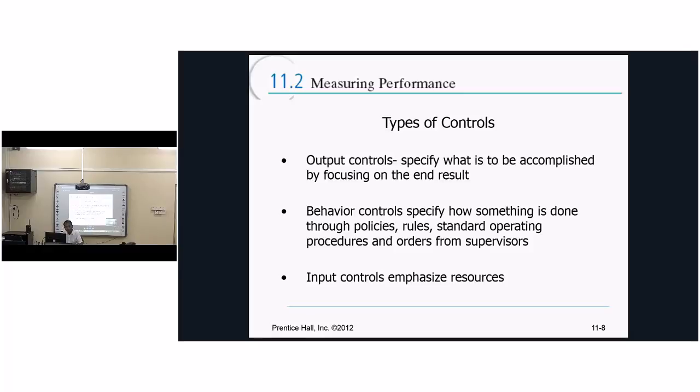Now, in this case, you try to measure the behavior, not the output. You try to control the behavior of the people, and assuming you control the behavior of the people or a process, you should be able to have a better output. Now, the classic example is ISO. What is ISO? The International Organization for Standardization has specified certain ways of doing things, standard operating procedures.